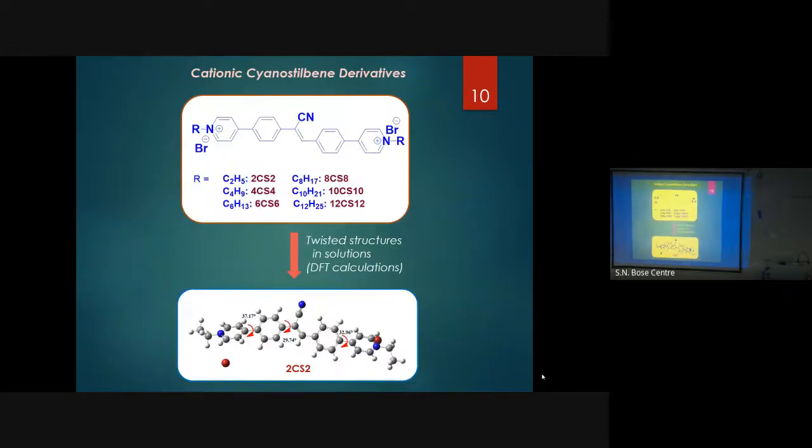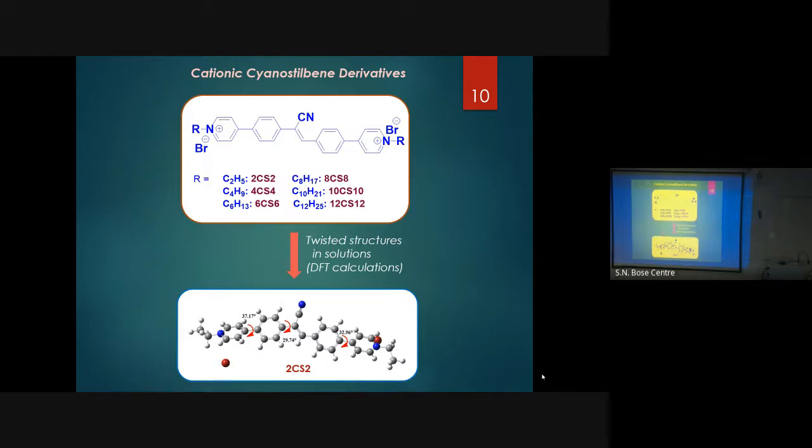So, as I told you, we wanted to make something compatible in water media. What we did was take this cyanostilbene, but at the end we added this pyridinium group. It introduces two charges at the two ends of the molecule, with the cyanostilbene chromophore in the middle, and we can add different R groups, simple alkyl substitutions.